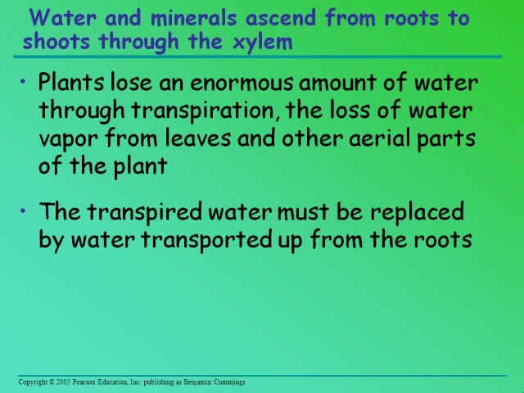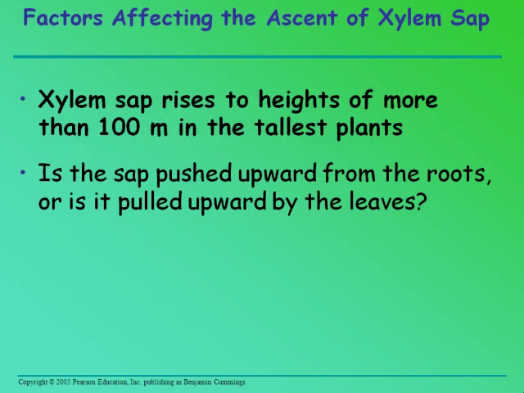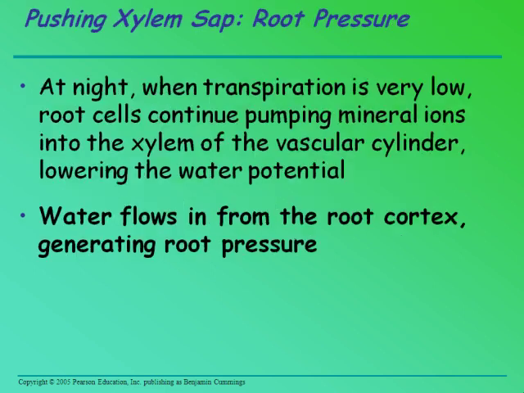So plants lose an enormous amount of water through transpiration, the loss of water vapor through the leaves and other aerial parts of the plant, so the transpired water must be replaced by water transported up from the roots. Xylem sap rises to heights of more than 100 meters in the tallest trees. Is the sap pushed upward from the roots, or is it pulled upward by the leaves?